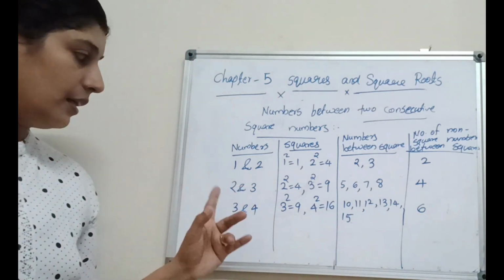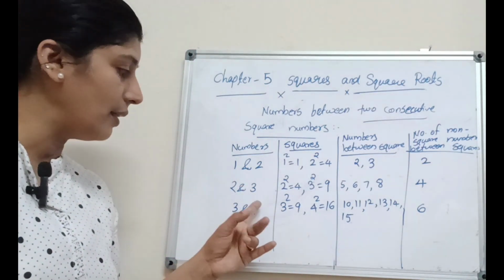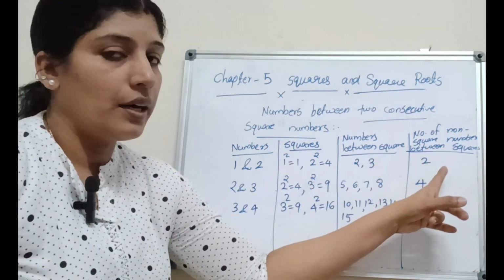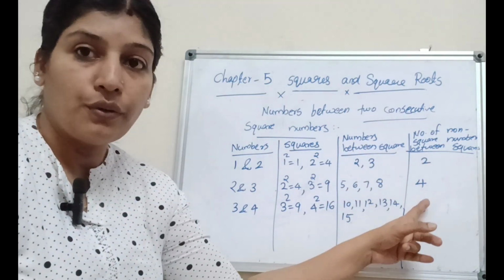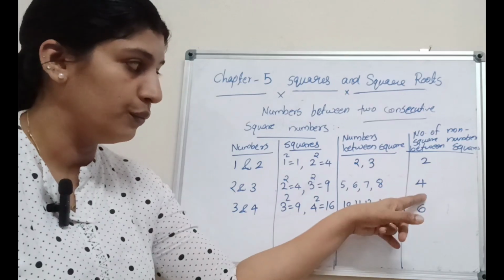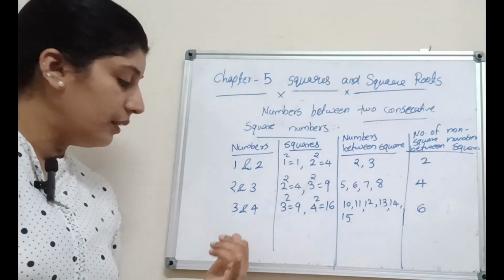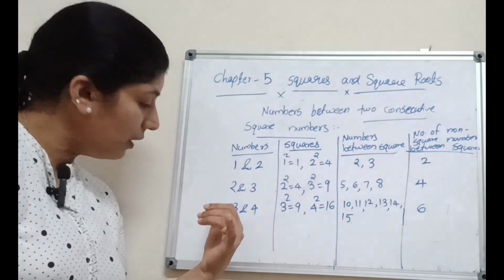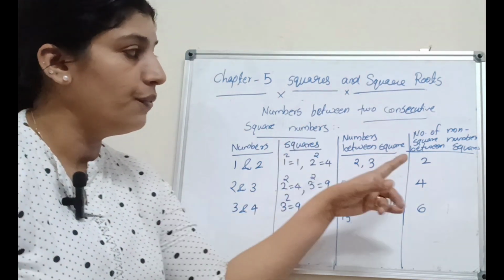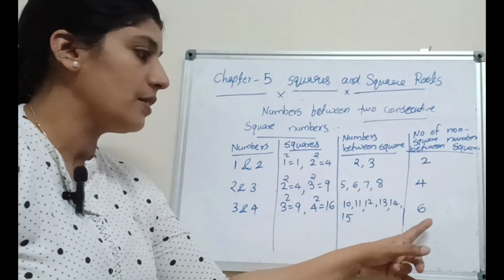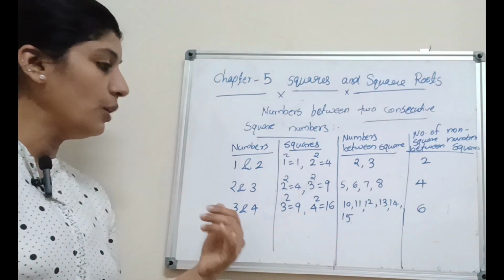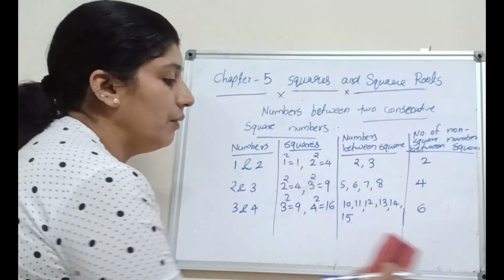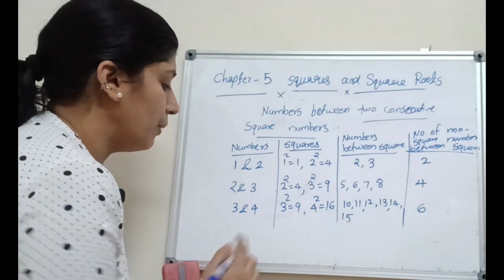Next, similarly, in the second consecutive numbers 2 and 3, here the smallest number is 2. Therefore, the number of non-square numbers between the squares is equal to 4, that is 2 into 2. Next one, the consecutive numbers 3 and 4. Here the smallest consecutive number is 3. Then the number of non-square numbers between the squares is 6. That means 2 into 3 is equal to 6. Therefore, by using this table, we derived one formula.